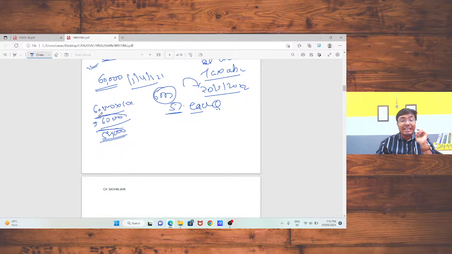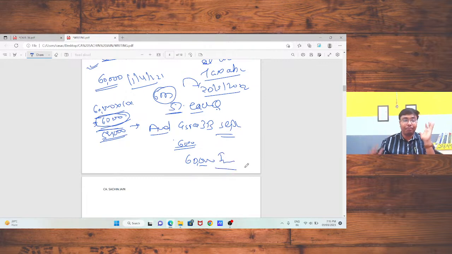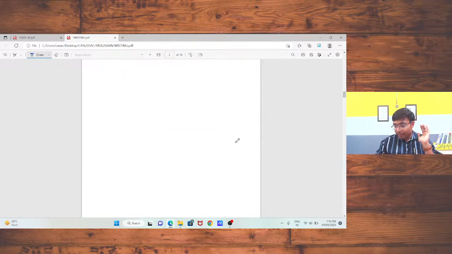So this 6,000 rupees you should add to your output tax liability in the GSTR-3B of September month. Okay, sir. 6,000 rupees you should add to output tax liability and 60,000 you should add to your input tax credit. Is that okay, sir?